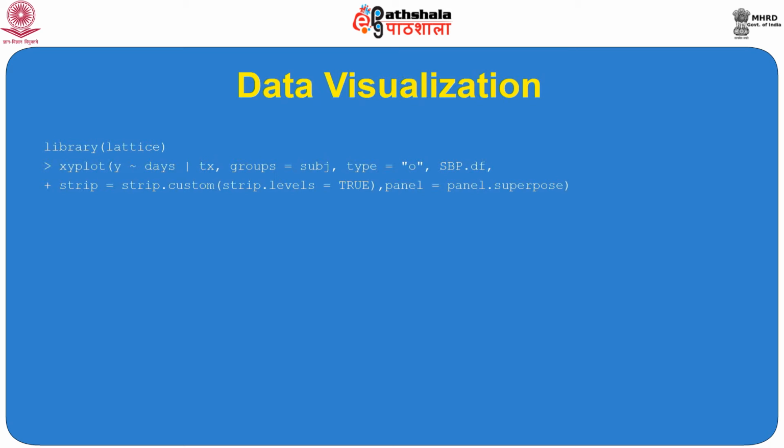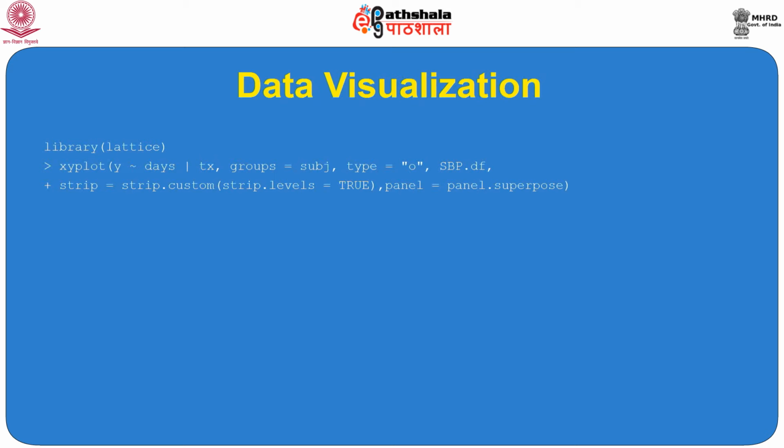So days are assigned as 1, 2, 3, 4, 5, and here you can see xyplot within parentheses y follows days given Tx is considered, where groups equals subject has been assigned, and type equal to o is considered for preparing the plot, and strip plot is used here, and panel.superpose is used for preparing the visualization graph. Now we will see the graph.